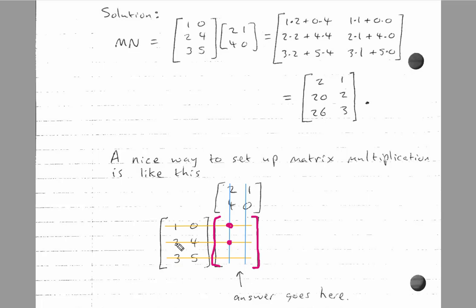How do we get this number? Yeah, it's 2 times 2 plus 4 times 4. So that goes here, that's the 20. How do we get this number? It's 3 times 1 plus 5 times 0. Alright, so that's the 3. Yeah, so this is a good way to do it. And you can also see the size of the answer. Yeah, it goes here. It's going to be a 3 by 2 matrix.